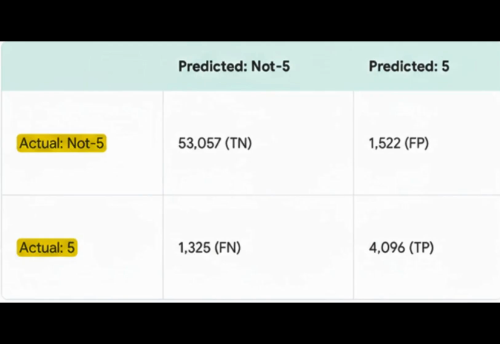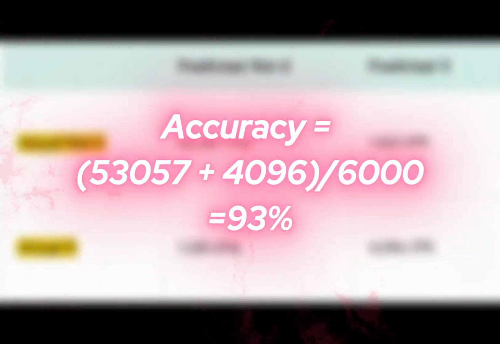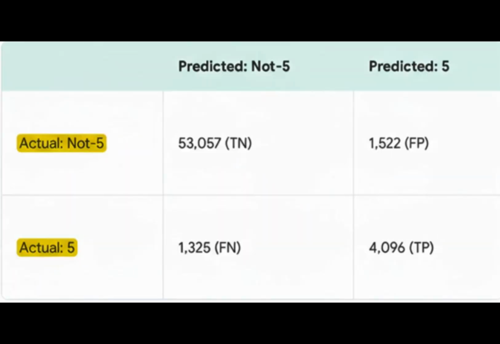Okay, so let's plug in the numbers. It got over 53,000 non-5s, right? Great. And it found over 4,000 real 5s. Also great. So the accuracy becomes, as can be seen in the picture, 93%. But look at the errors. It incorrectly flagged over 1,500 images as a 5 when they weren't. And maybe even worse, it completely failed to see over 1,300 images that actually were 5s. All of a sudden, that shiny 93% accuracy score starts to look a little tarnished, doesn't it?